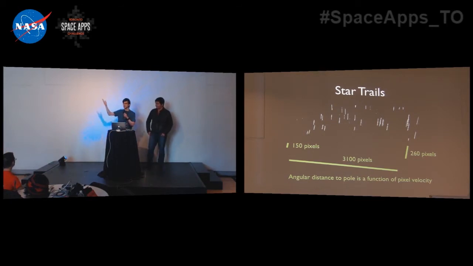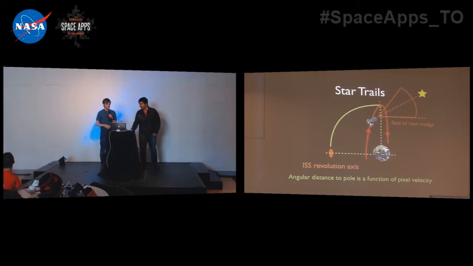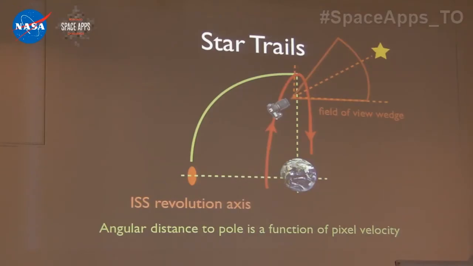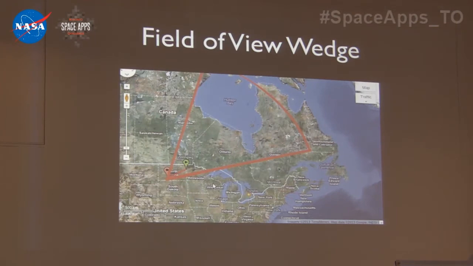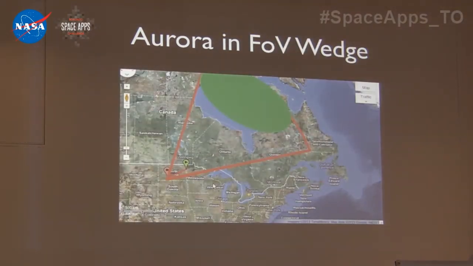So we can use that to figure out where the angular position of the stars are on the image. So from that, we can basically triangulate backwards to figure out where the virtual north pole is. That gives us the position that our image is looking at, and then from that we can pull out where the field of view is on the Earth, and then by extracting the aurora, we can then reposition the aurora back over top of the field of view on the Earth.